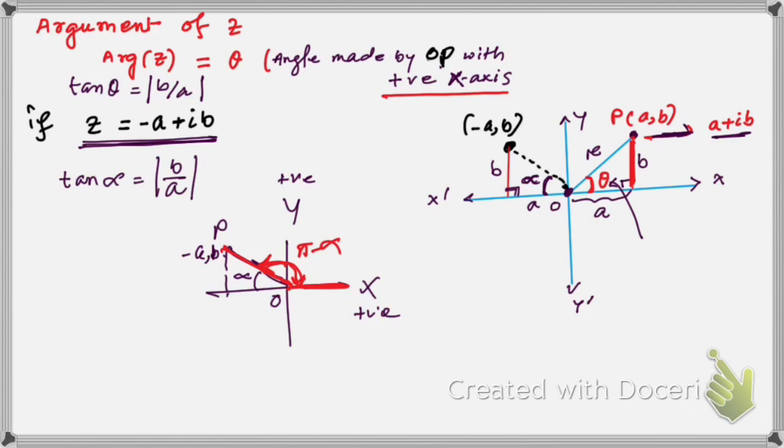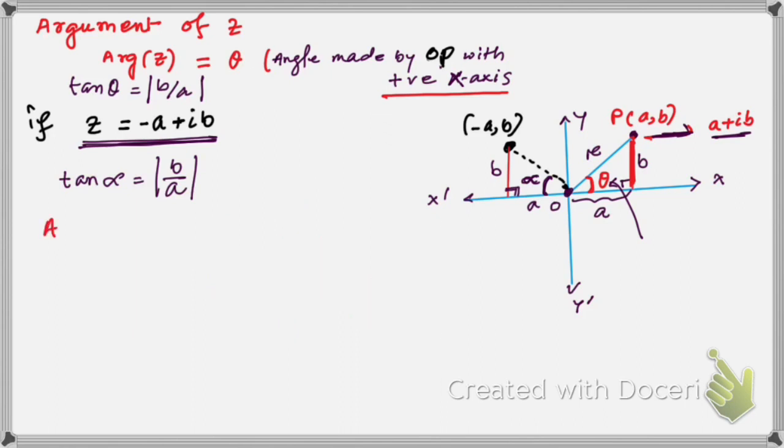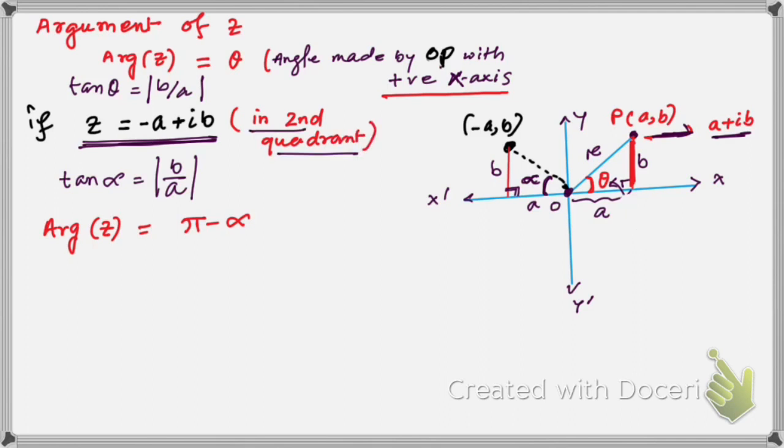So here the argument of z will be pi minus alpha if the complex number is in the second quadrant. Then what if it is in the third quadrant?